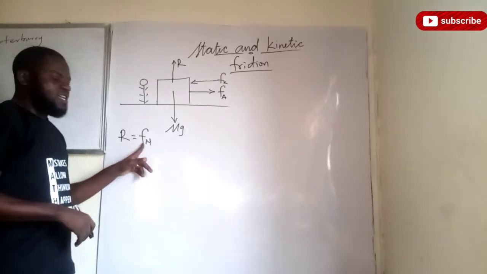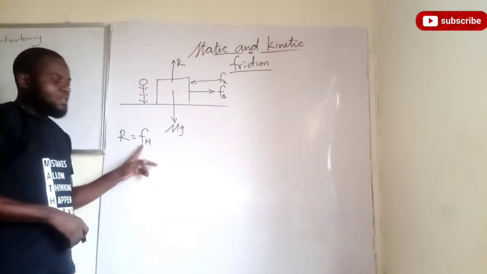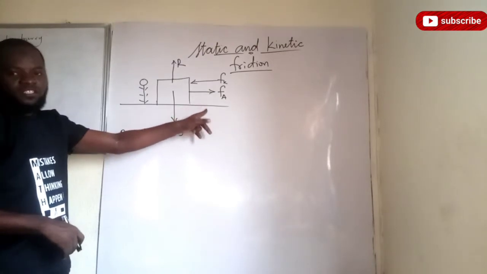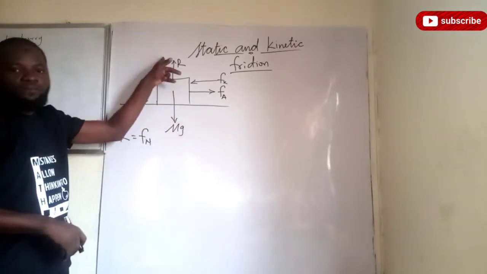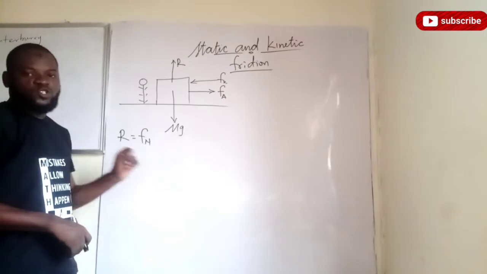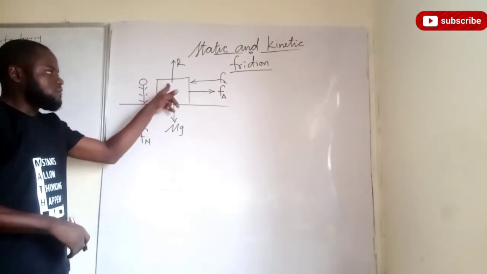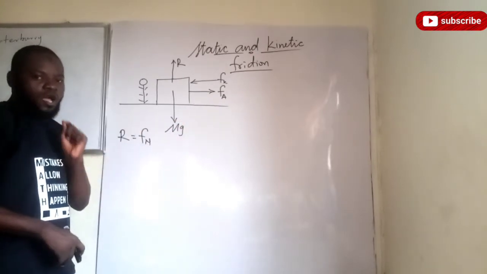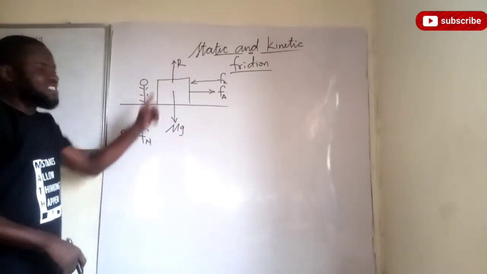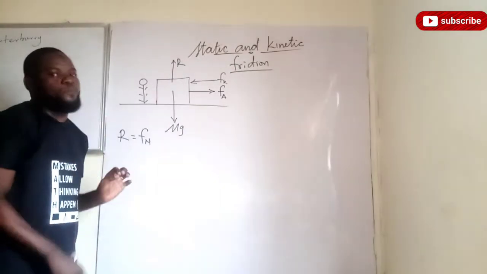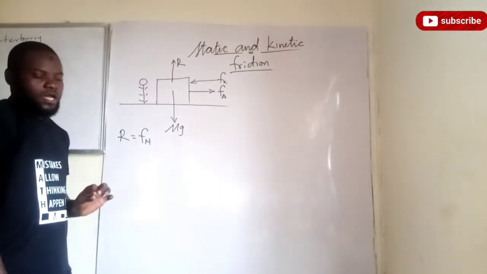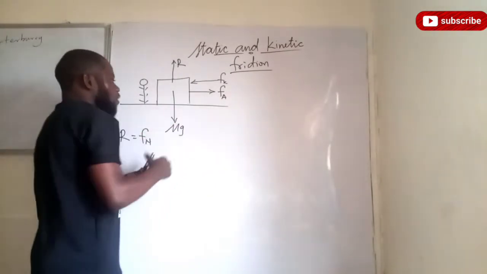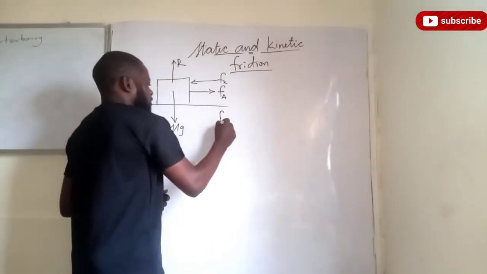This is the normal force. This normal force is the force that this particular surface exerts on the box. And mg, which is the weight force, is the force that this box exerts on this surface. According to the third law of motion, these two forces are equal but opposite. Are we together now? Now, if that should be the case, we have what we call the static friction.